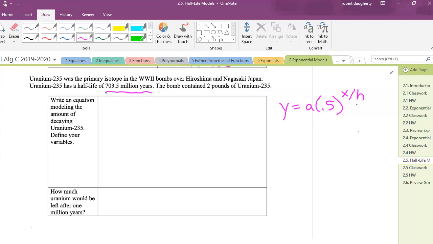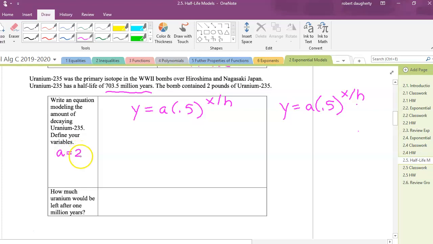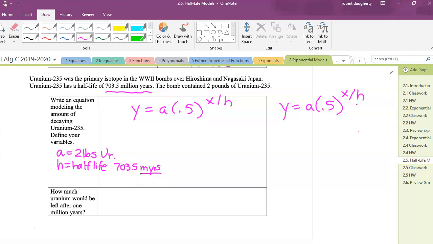So I could just use this formula here, y equals a times 0.5 to the x over h. It says, what do we start at? We started out with 2 pounds. So a, my initial value, is 2 pounds of uranium. And h is my half-life, and that is determined to be what? 703.5 million years. And that should be it.